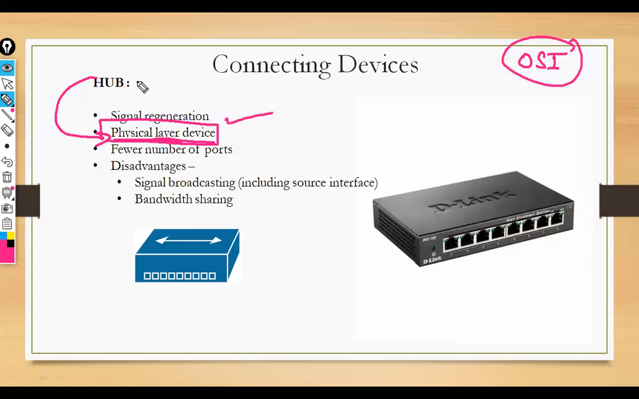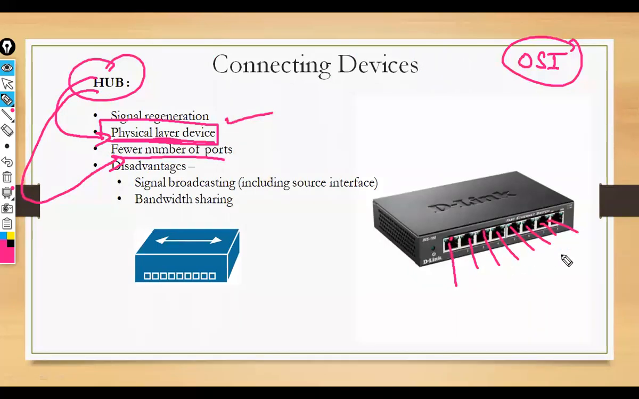Now, the hub has got a fewer number of ports. You can see here, say this is a hub. 1, 2, 3, 4, 5, 6, 7, 8. Only 8 ports are there, or maximum it can be up to 16 ports. So the hub has got only a fewer number of ports.